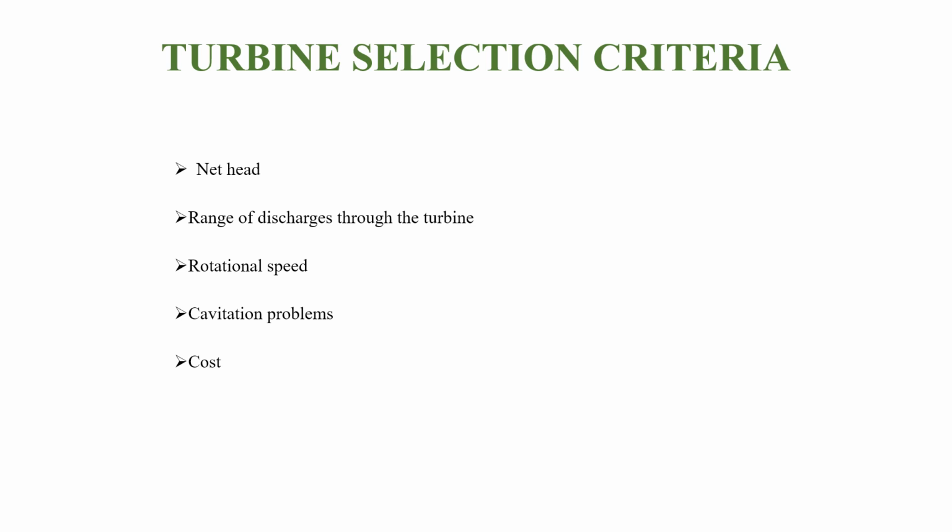So mainly a hydroelectric power plant has two types of turbines, the impulse turbine and the reaction turbine. The reaction turbine is again classified into Francis and Kaplan, and the impulse turbine into Pelton. Turbine selection criteria is also there.